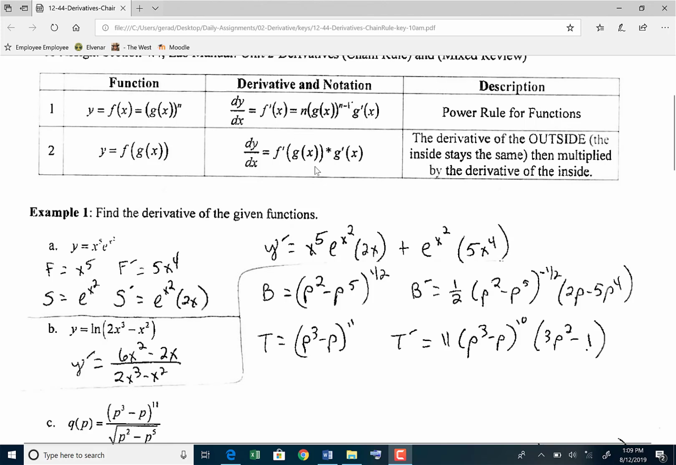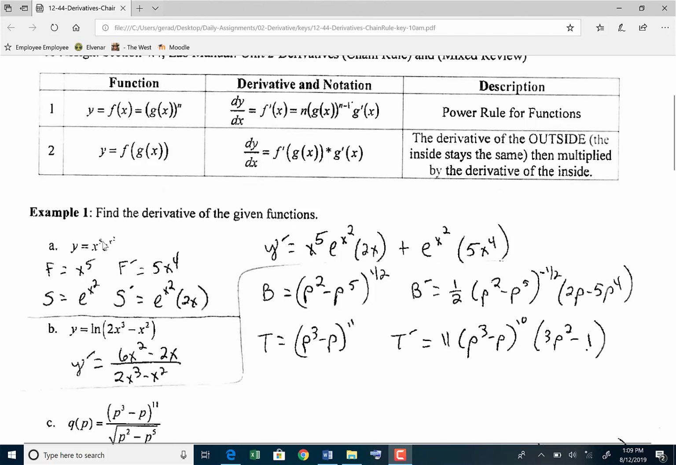And that's similar to what we've got more generic when we just have two functions composed like this. We're going to take the derivative of the outside function, and the inside part is going to stay the same. And then we're going to multiply it by the derivative of that inside part. And then again, this is all in conjunction with the product rule, the quotient rule, all the other rules. So let's look at our first one here.